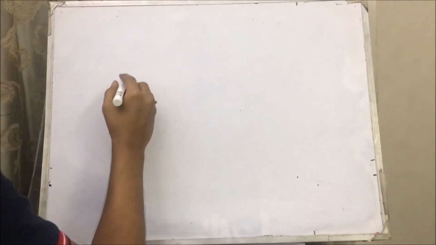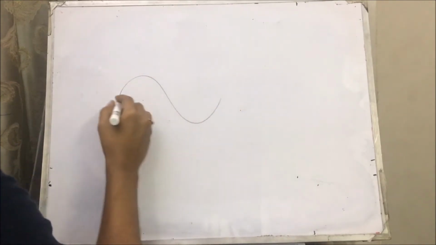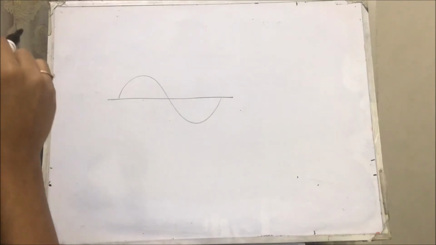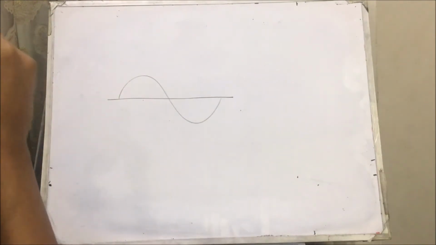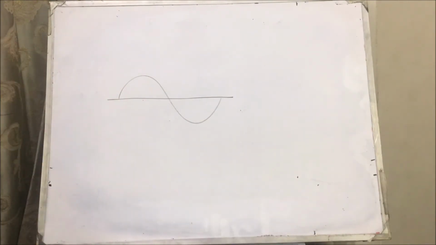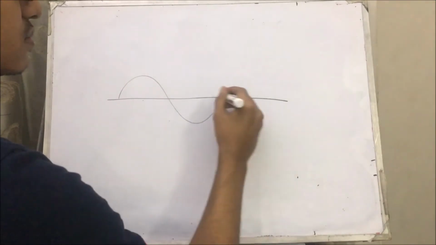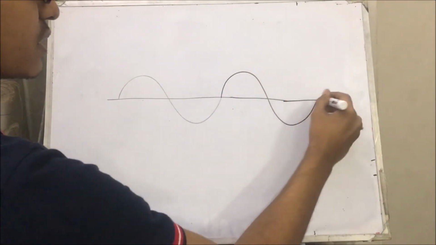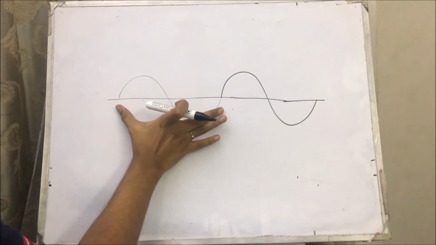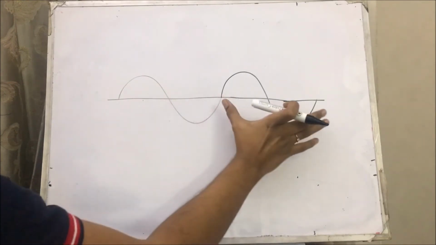there are two basic parameters of waves that we need to know in order to analyze waves. Okay, we have to analyze everything in physics numerically, right? So this is a wave. Let's extend it a little bit further. So this is one complete wave.